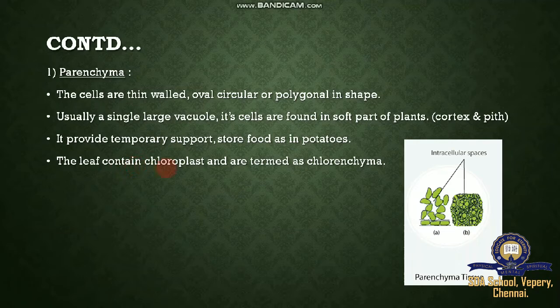The leaf contains chloroplasts and is termed chlorenchyma. So depending on the region, parenchyma tissue is divided into different functional types, for example aerenchyma, chlorenchyma, stellate parenchyma, and storage parenchyma. In all plants the leafy region is green because the parenchyma cells are filled with chloroplasts. So the leaf contains chloroplasts and is termed chlorenchyma.